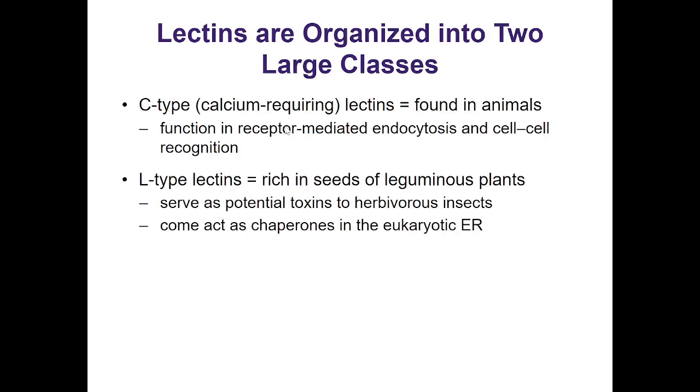We have some different types. We have the C type, C for calcium requiring. These lectins are going to be found in animals. They're going to function in receptor-mediated endocytosis and cell-to-cell recognition. And then L-type lectins are rich in seeds of leguminous plants. They're going to serve as potential toxins to herbivorous insects. They're going to act as chaperones in the eukaryotic ER.